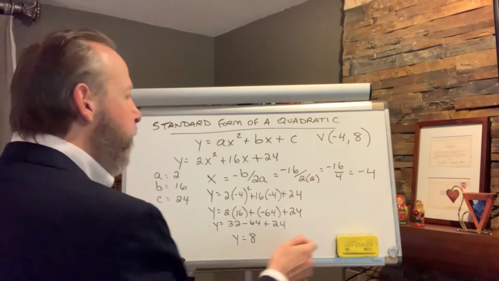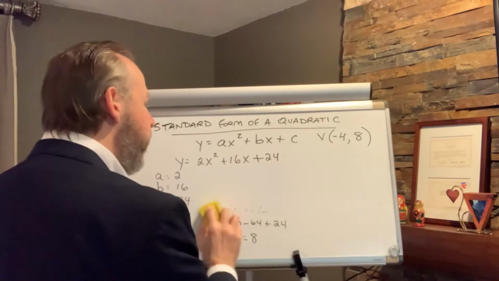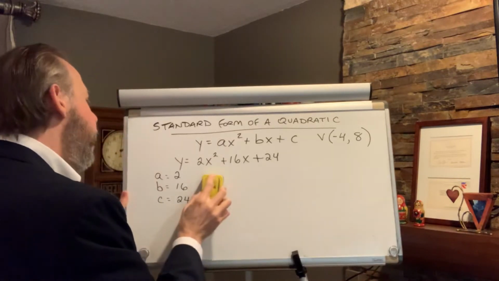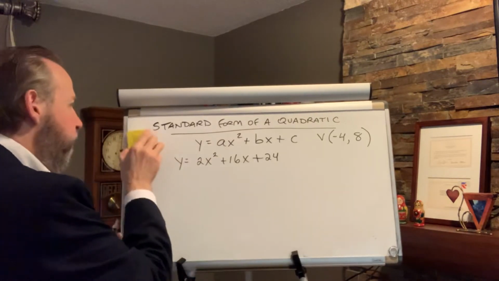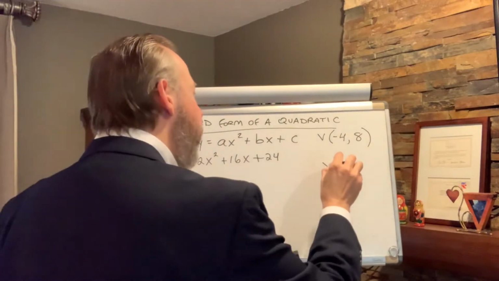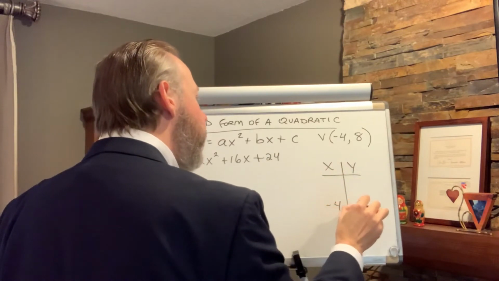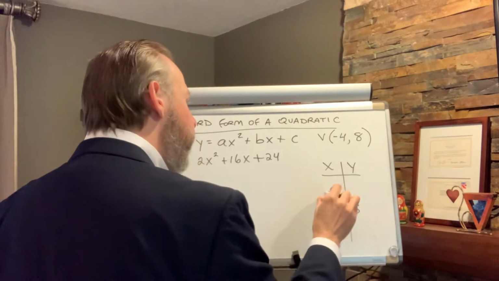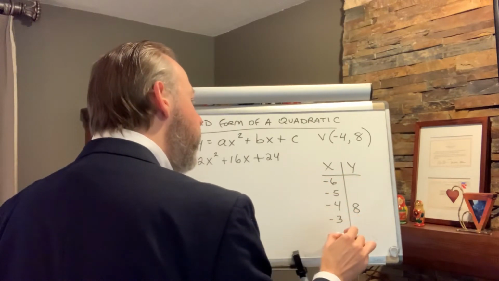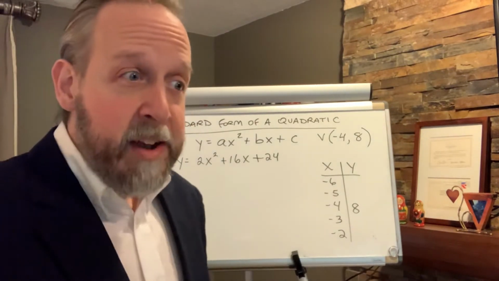All right, I identified my vertex. Now, what do you think I should do? Well, just like every other time, we can and probably should use a table of values to graph the equation. So I'm going to make my t-table with the vertex planted in the middle. I'm going to move 2 away to either side of x. And we have to plug them in to find out the output.